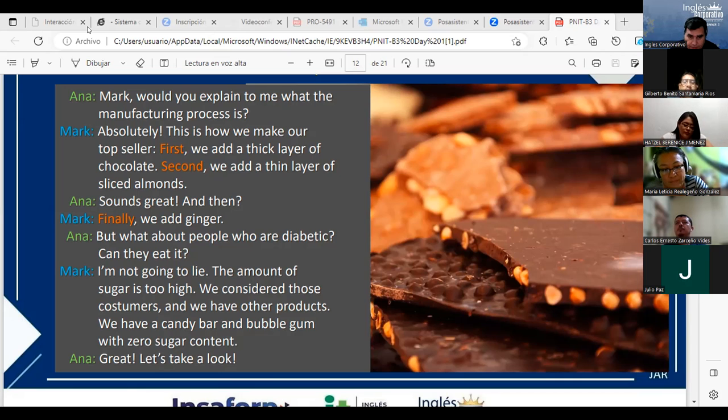We consider two customers, and we had other products. We had candy bar and bubble gum with zero sugar content. Great. Let's take a look. Excellent. Very good.